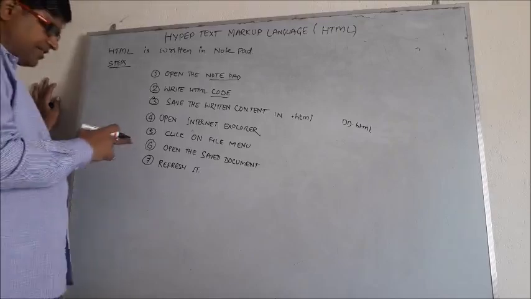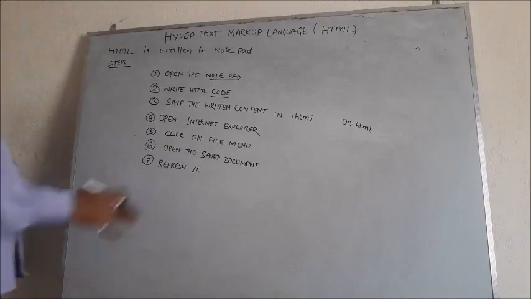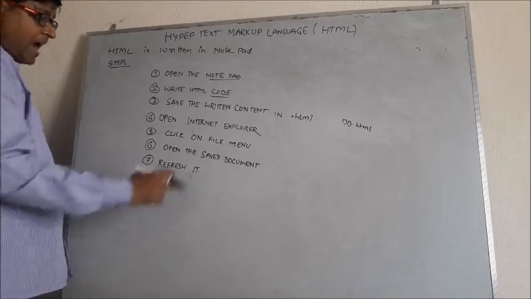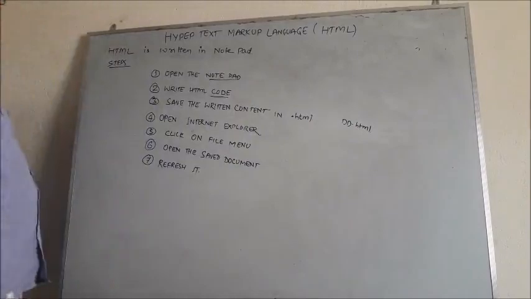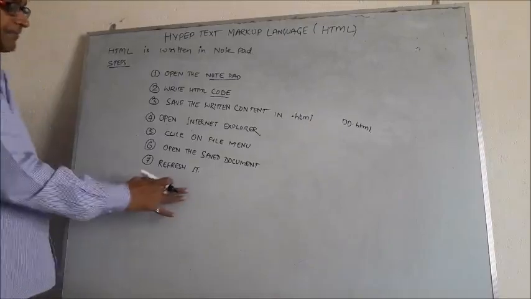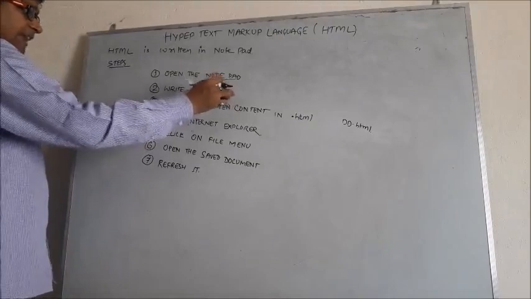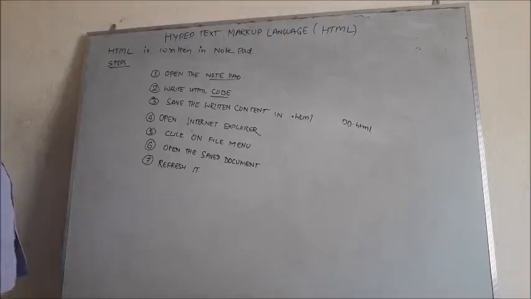So now you have to open Internet Explorer, and after opening it, click on the File menu, and through the File menu, open this saved document. As soon as you open this saved document and refresh it, whatever code you have written in this HTML will be created as a web page, right?